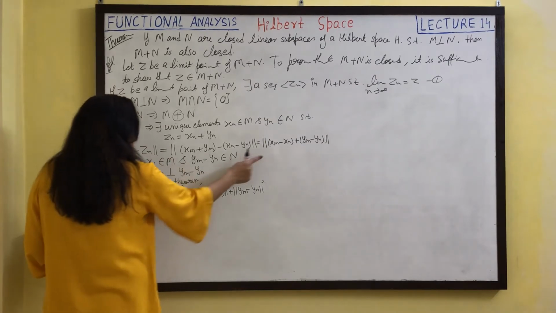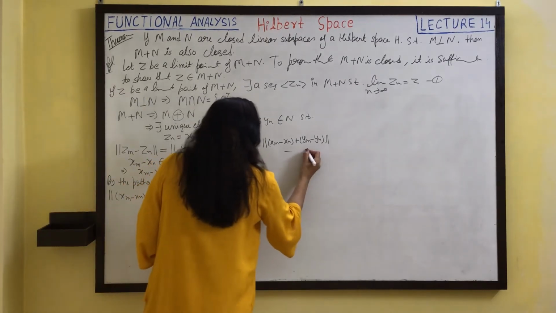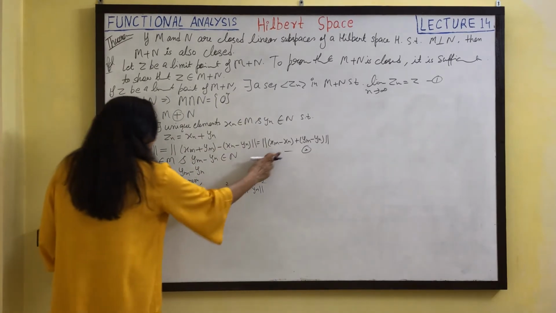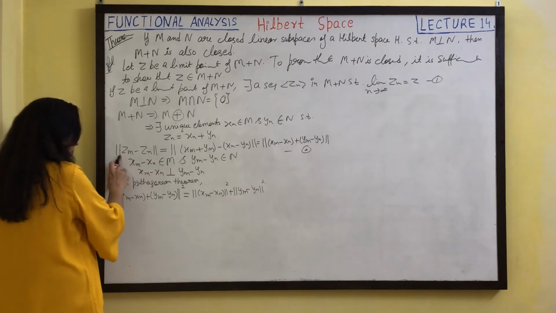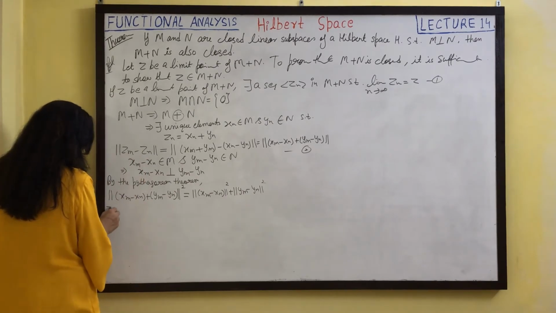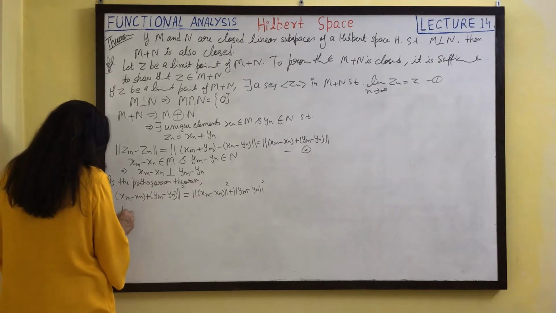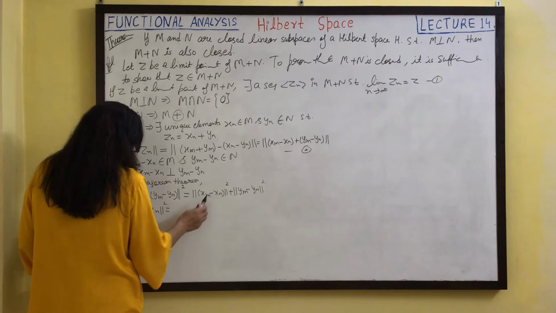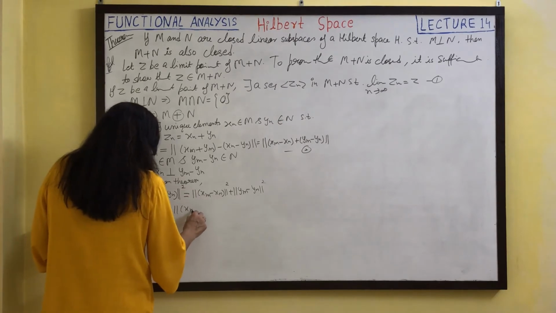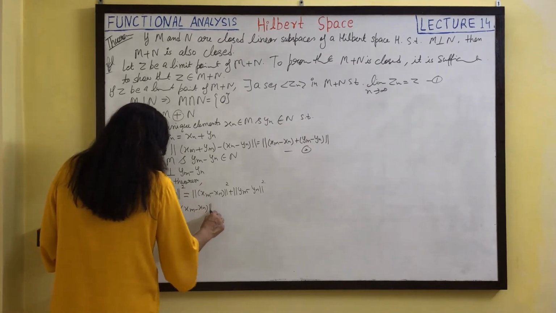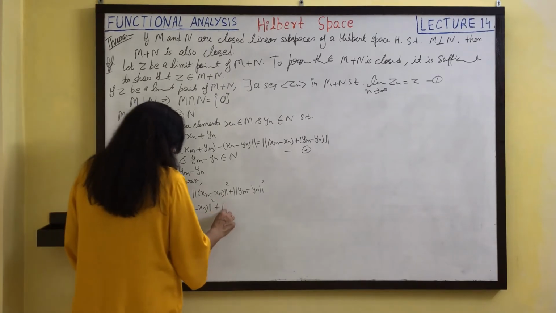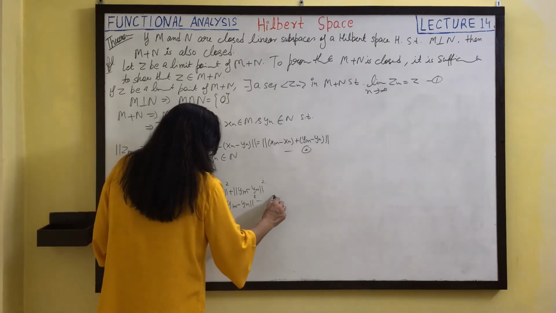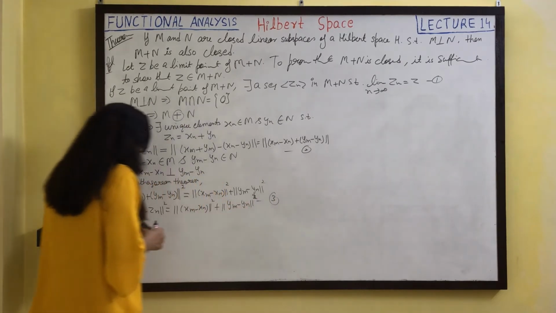Now from here, it is norm of Zm minus Zn. So this can be replaced by norm Zm minus Zn squared, which is equal to norm xm minus xn squared plus norm ym minus yn squared. Right?